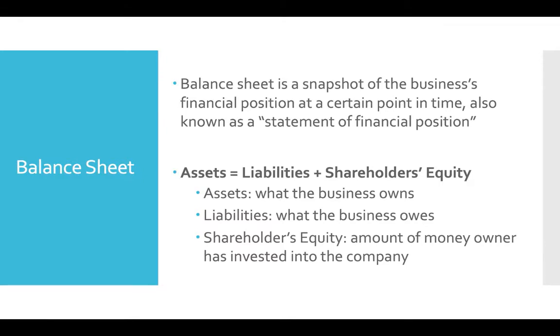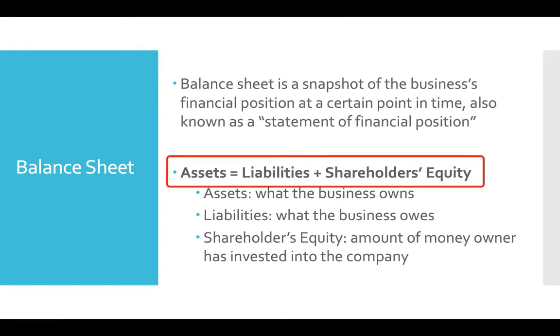The first financial sheet we're looking at is the balance sheet, which is a snapshot of the business's financial position at a certain point in time. The balance sheet provides detailed information about a company's assets, liabilities, and shareholders' equity. The formula you see here gives us the structure of the balance sheet.